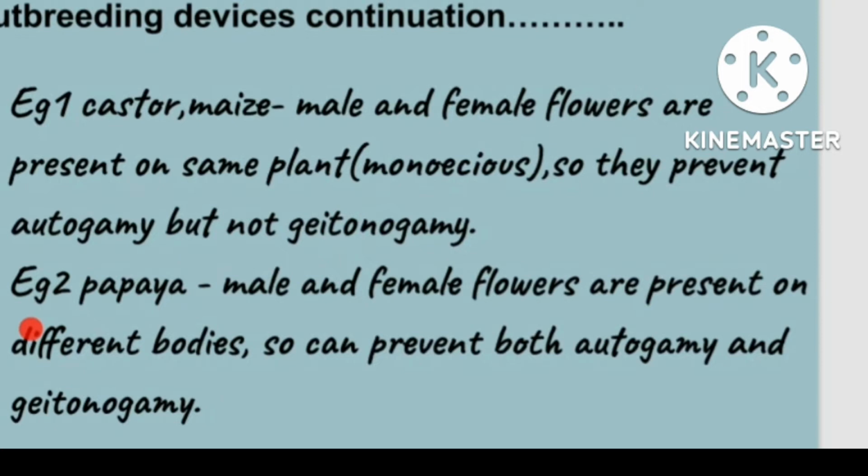Next example is papaya. For papaya, male and female flowers are present on different plant bodies. So in this case, they can prevent both autogamy and geitonogamy. So it will be a true cross-pollination.